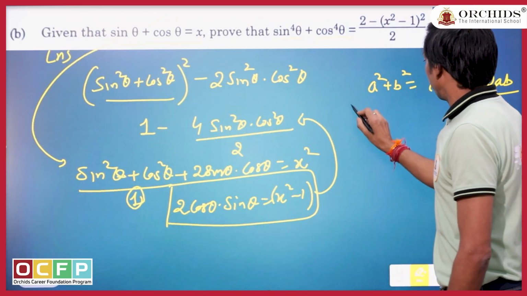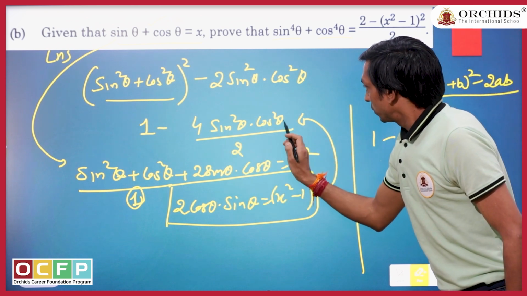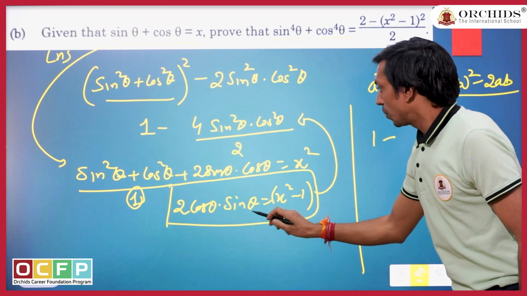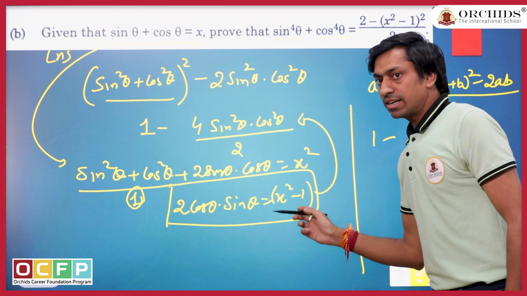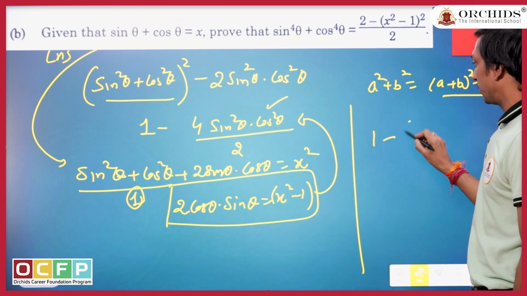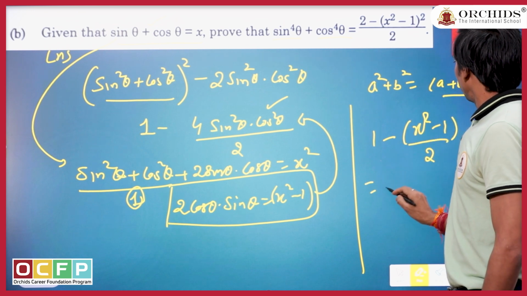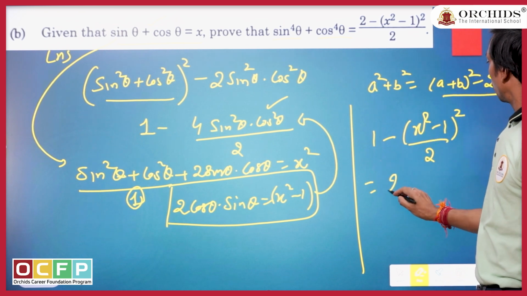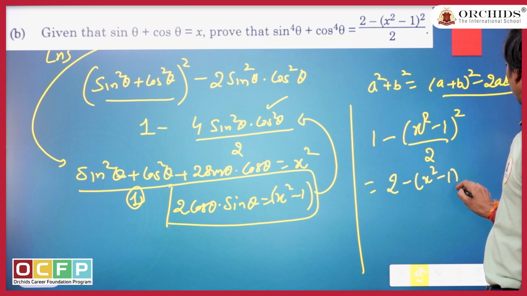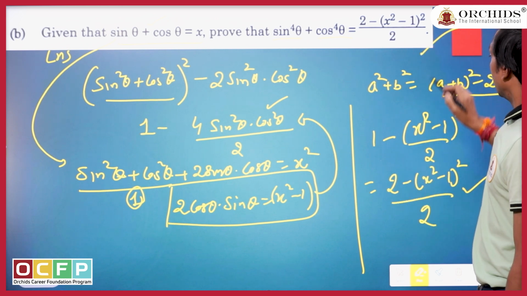Now I will use this result in the above expression which we have written. So I can write this expression as 1 minus 4 sin square theta cos square theta, and this is 2 cos theta sin theta, so I can square it. I can replace this 4 sin square theta cos square theta with x square minus 1 whole square upon 2, and if you simplify this you will get 2 minus x square minus 1 whole square divided by 2, and this is what we have to prove on the right hand side.